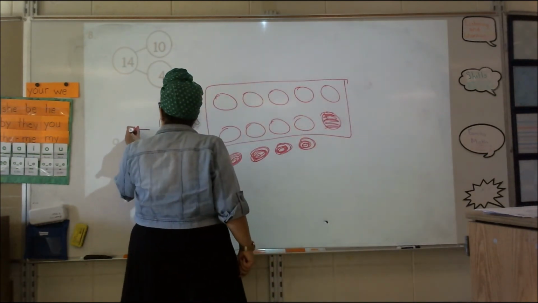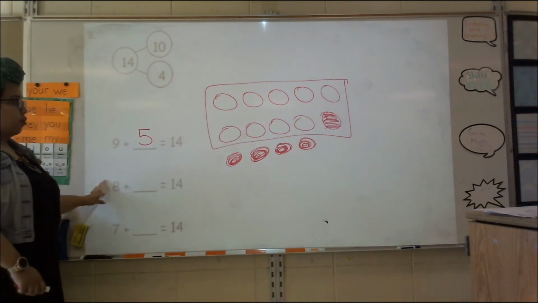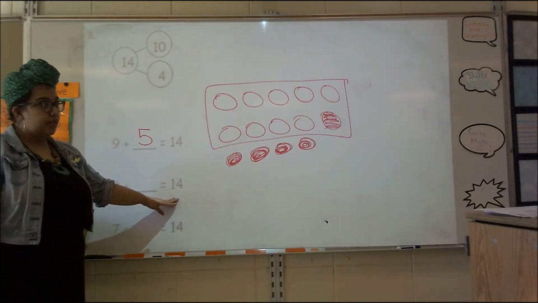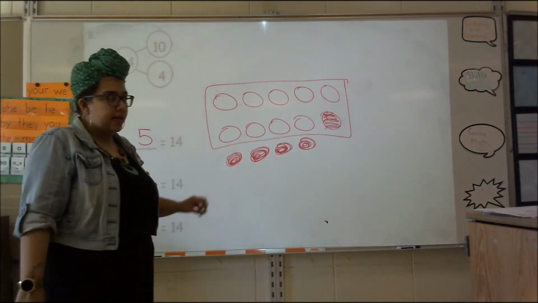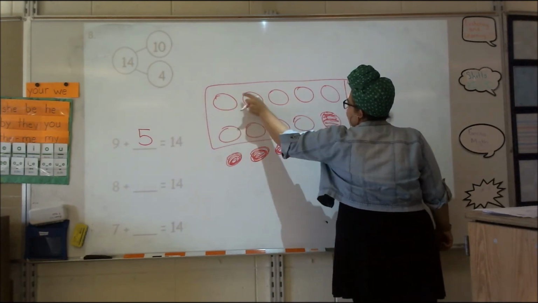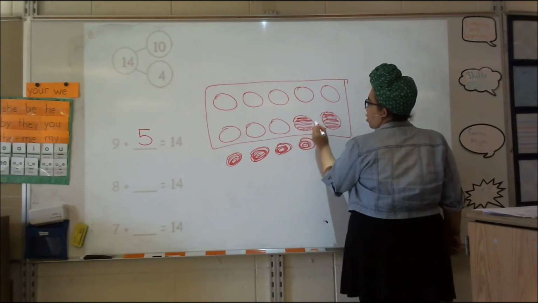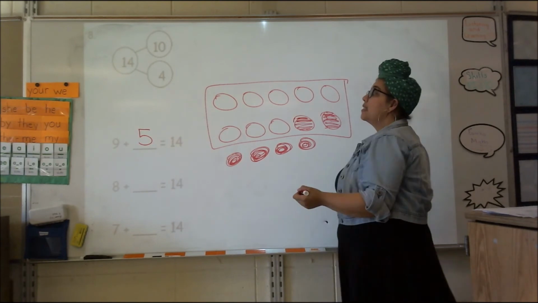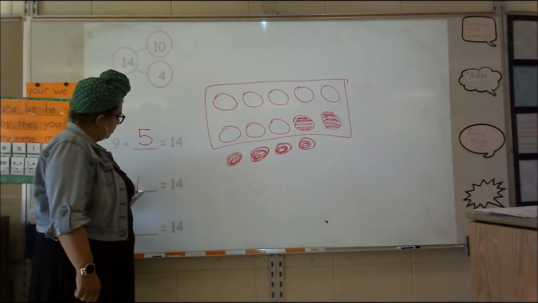5. Good job. All right, let's keep going. Now I want my first part to be 8, but my whole is still 14. So what am I doing? I'm moving over another piece. I'm moving over another piece. So I have 5, 6, 7, 8. 1, 2, 3, 4, 5, 6. 8 and 6 make 14.